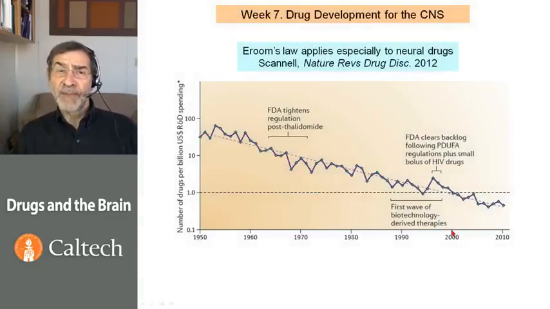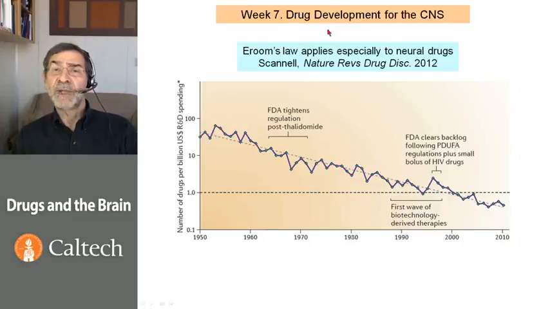So we will then take a step back and ask what the research community can do to develop better drugs for the central nervous system. And as an example of a discouraging trend, we will talk about Eroom's law. This is a term coined by the authors of a paper in Nature Reviews Drug Discovery. They call it this because it's the opposite of Moore's law. Moore's law says that computers get faster and cheaper every year, but Eroom's law says, unfortunately, that it becomes less efficient and more expensive to develop drugs every year.